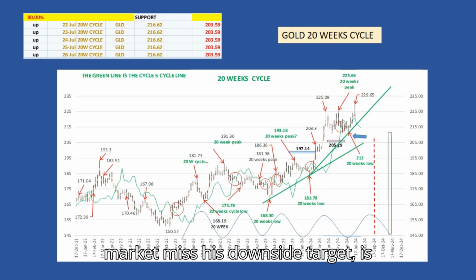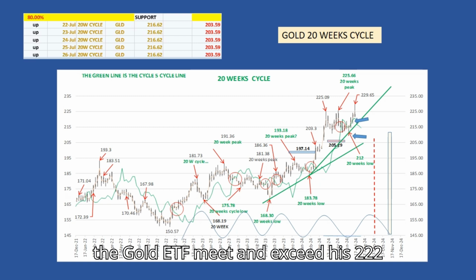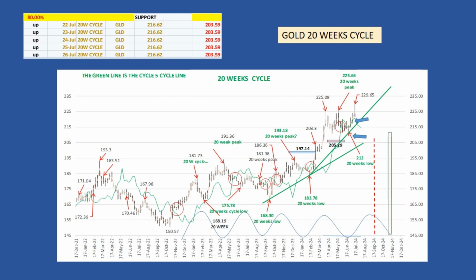Usually when the market misses its downside target, it is a bullish sign, and when it misses its upside target, it is a bearish sign. On the week of July 1, the GLD ETF crossed above its 20-week cycle line at 217, giving a potential upside target at $222. $5 or 2.3% of potential profit. On July 11 with a high of 224, the gold ETF met and exceeded its 222 target. The crossing above its cycle line confirmed that June 26 is at least a 20-week cycle low. When this happens, we can expect a very good rally.